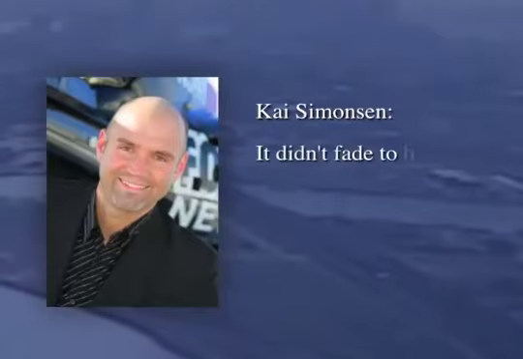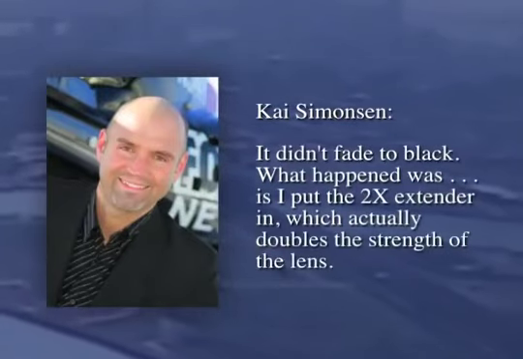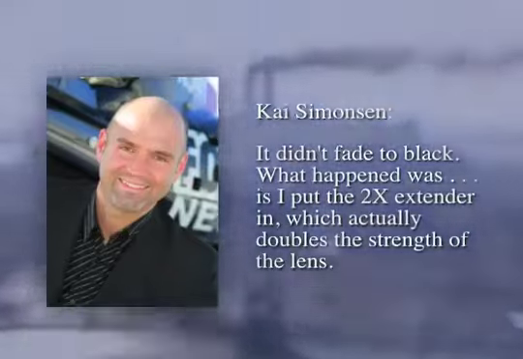Kai Simonson offered this explanation for the fade to black. I don't know if it didn't fade to black. What happened was I put the 2x extender in, which actually doubles the strength of the lens. I was made aware that the plane was getting close to the building, so I zoomed in closer to get a closer shot with the 2x extender, and that's what you're seeing. You're seeing the actual 2x extender flip into the lens, and it slides into place. So there's a moment where it actually goes black because you're seeing the edge of the extender past over the focal plane.